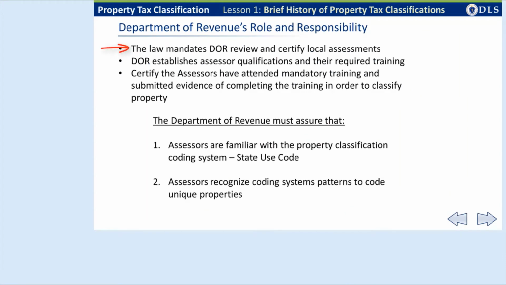Current law mandates that DOR review and certify local assessments and establish assessor qualifications and their required training. The DOR must certify that the Board of Assessors have attended mandatory training and have submitted evidence of completing this training to classify property. It's important that assessors be familiar with the property classification coding system developed by the Division of Local Services called the State Use Code. They need to recognize the coding system's patterns in order to decide how to code unique properties.